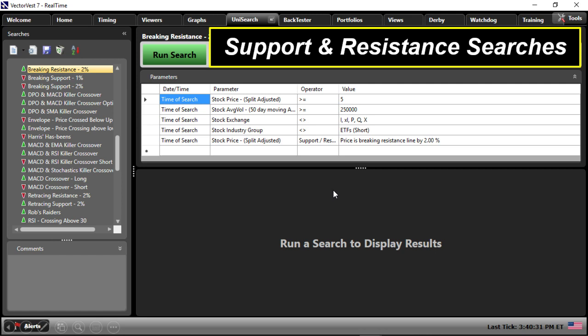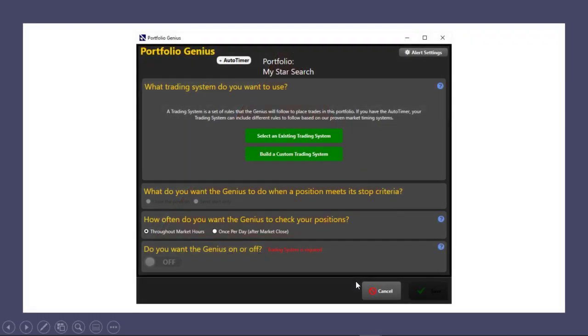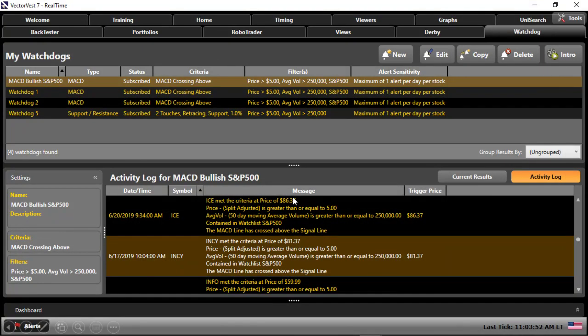Okay, and while we don't have time to look at all of them today, we also have support and resistance searches to look for all the four trading techniques that we discussed earlier. Then finally, the other method to find trades is by using automatic alerts. You can set up the Genius within the real-time program to have the system automatically send you an email or a text message when a MACD crosses bullish, or stochastics crosses above 20. And then we have another tool called the Watchdog.